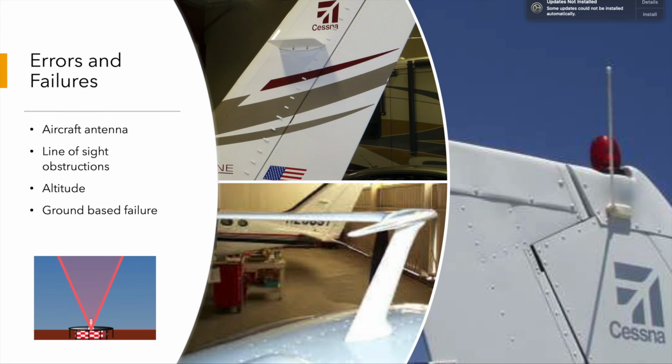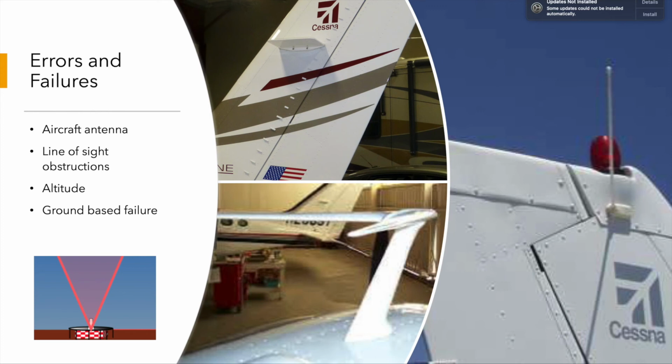Some errors and failures that you may have. On the aircraft, if the antenna was to break for some reason, or one of the wires that went to the antenna was broken, that could obviously give you a complete navigation failure. You can see here a couple different types of antennas on the screen, and they're usually at about a right angle, a dipole antenna, and that's to give good navigation in 360 degrees from the antenna.